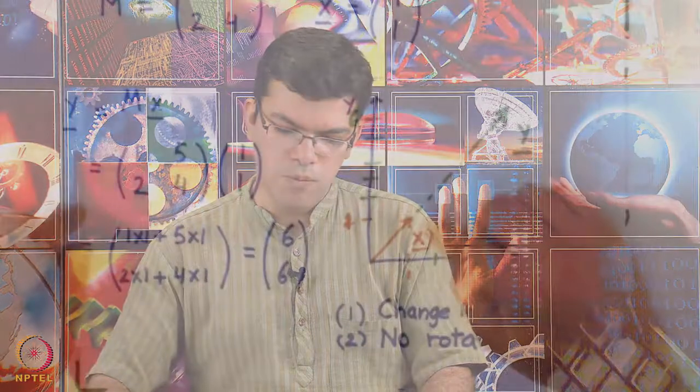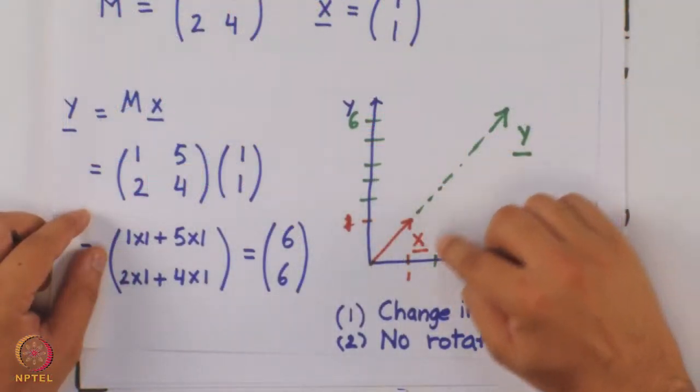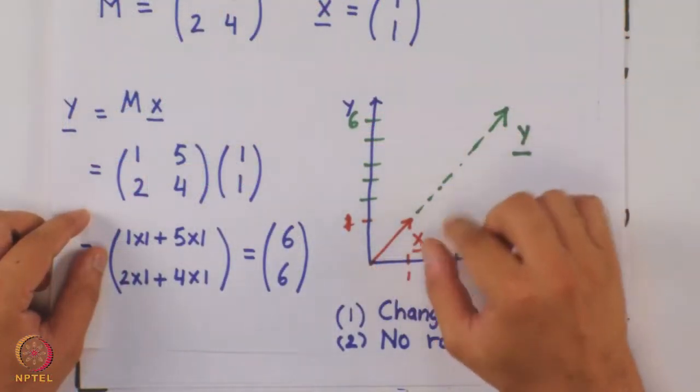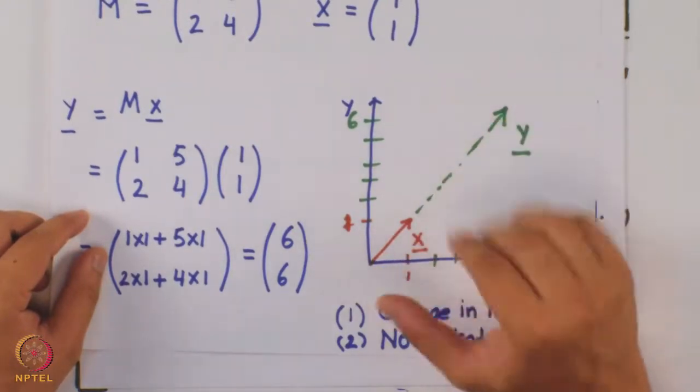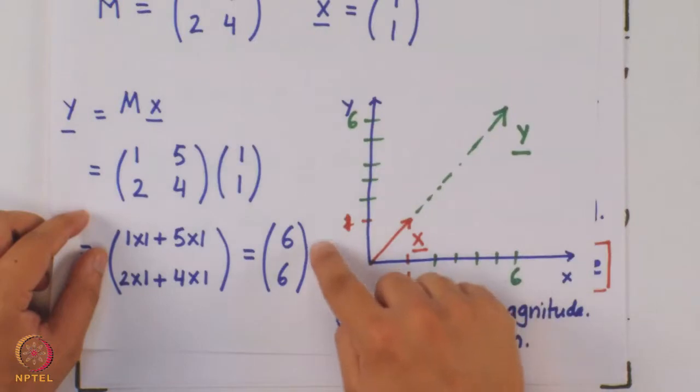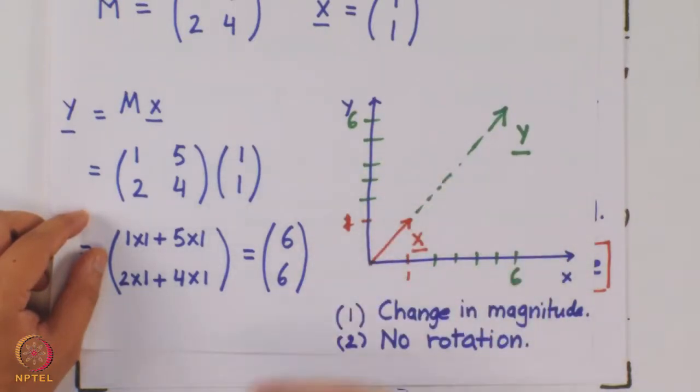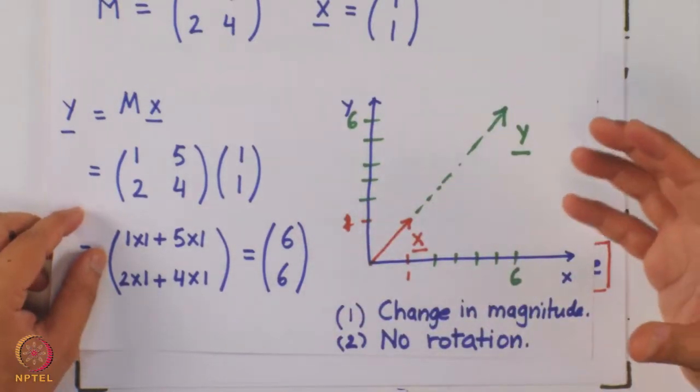So, eigenvectors are important in that context: any vector in the direction of the eigenvector does not get rotated, but we get the same direction back. But remember, even though x and y are pointing in the same direction here, their magnitudes change, by a factor. So, this was (1, 1) which became (6, 6). So, the vector has gotten enlarged by a factor of 6.